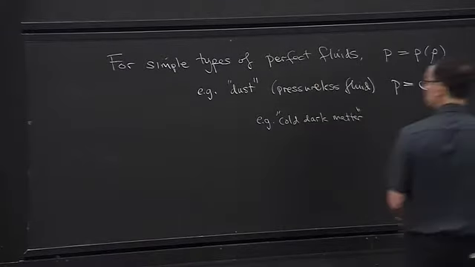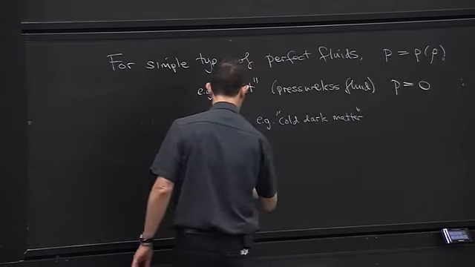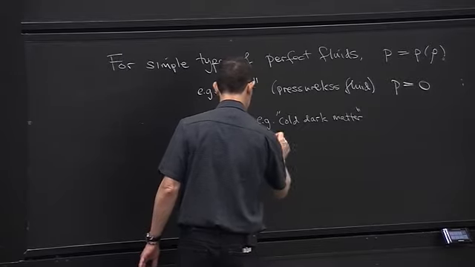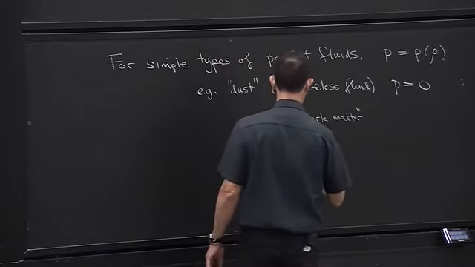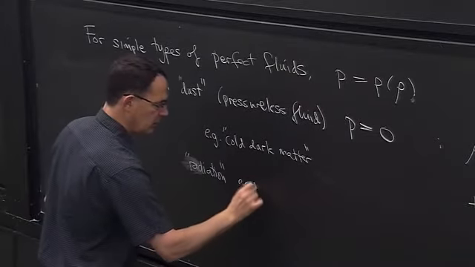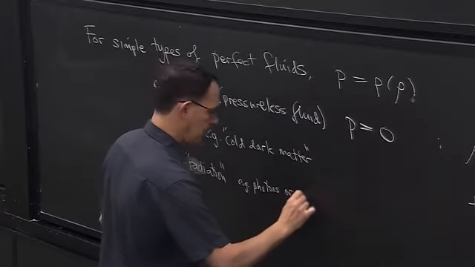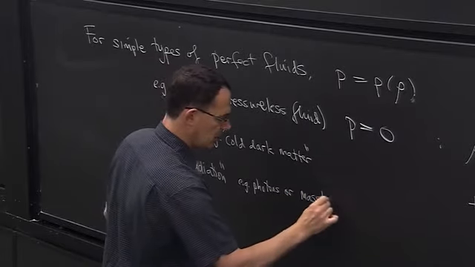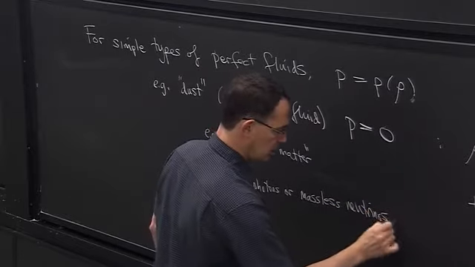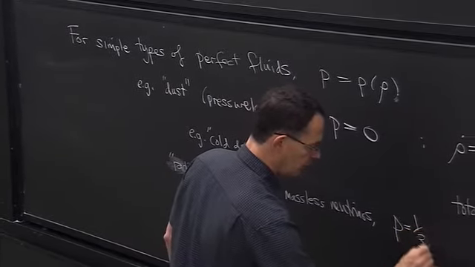Second example is radiation. So this is e.g. photons or massless neutrinos. And these obey pressure equals 1/3 rho.